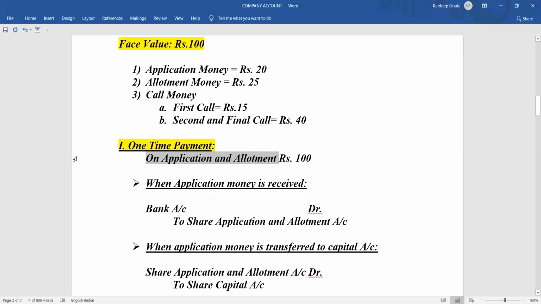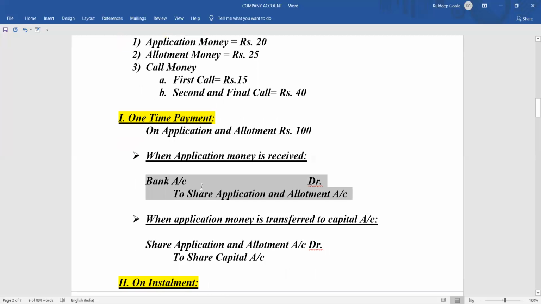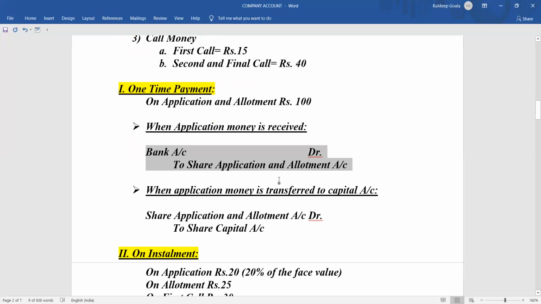Okay, one time payment. So let's see what is the situation when application money is received. जब application का पैसा receive होगा तो क्या होगा? Bank account debit to share application and allotment account. ठीक है, बैंक में पैसा आएगा, bank's real account comes in, and share application and allotment account will be our gain, so it will be credit. Bank account debit to share application and allotment account. And once you receive the money, what you have to do? You have to find out if the money is an excess or it is full subscription. Okay, what is the situation?